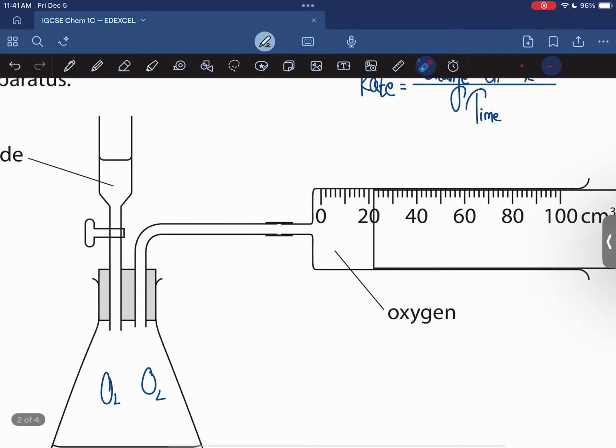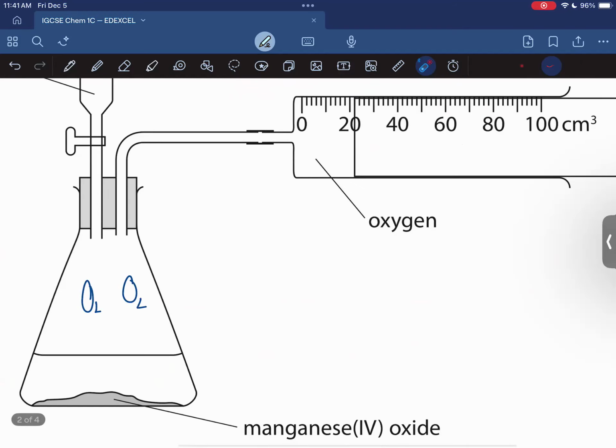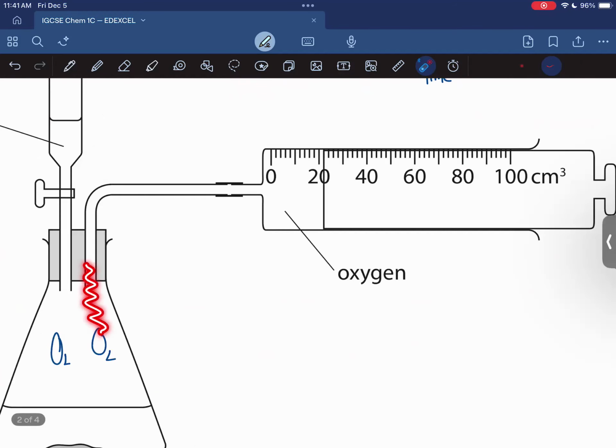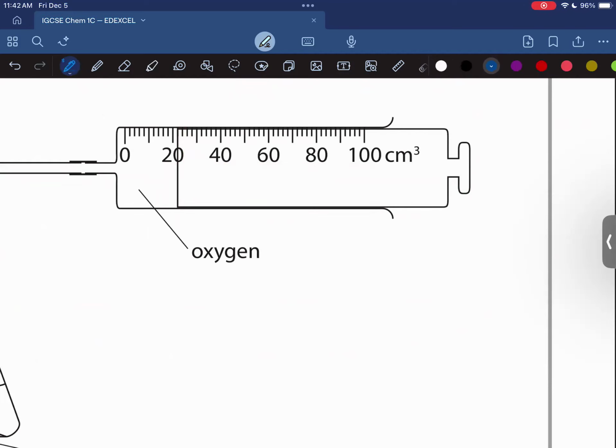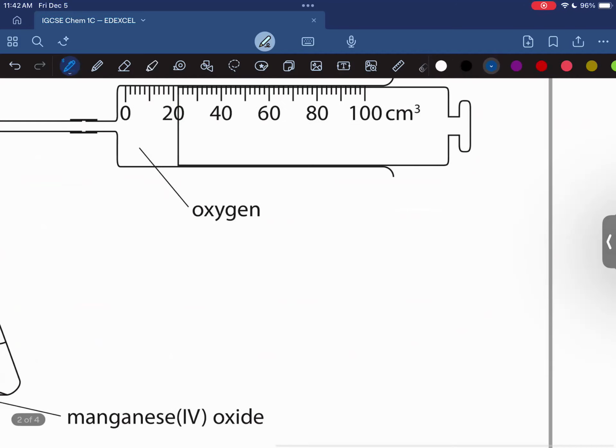As the oxygen is produced over here, it would start to move through this tube, and as a result it would exert some sort of pressure and push this plunger to the right. Now let's see how this mechanism works, since many of the students are not clear with this.